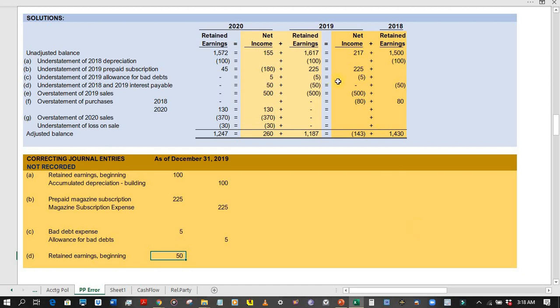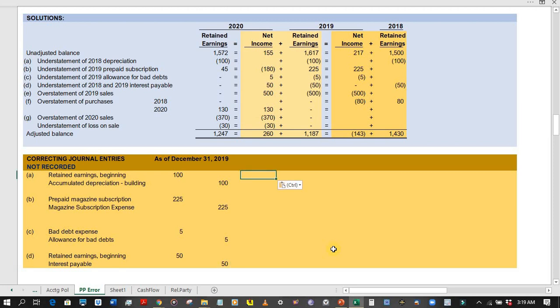And since the adjustments are not balanced, the account to be credited is either an asset or liability. And since the error is related to interest expense, the account to be credited is a liability, and that is interest payable for 50 pesos.